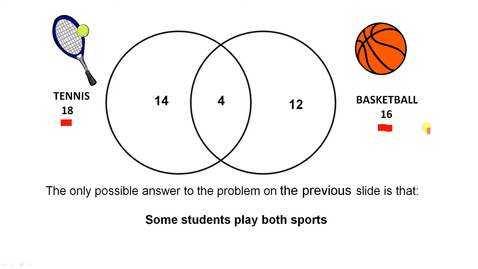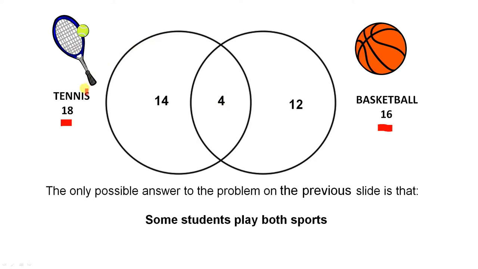So what does that actually mean? 18 play tennis, 16 play basketball. The total is 34. I wonder what that actually means. Have a think about it. And you'll soon find out. Because you have 4 extra over and above the 30, those 4 must play both sports.